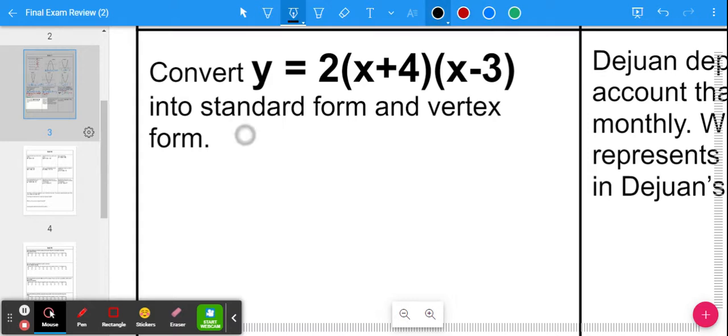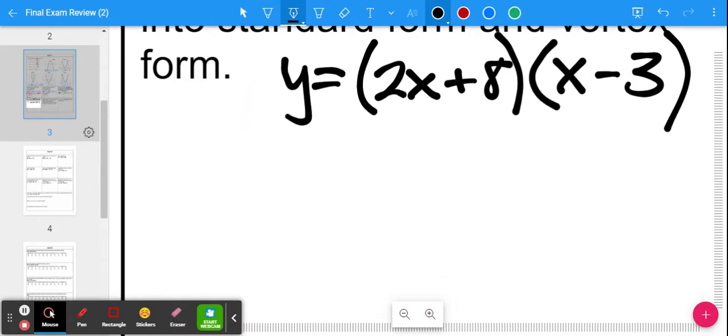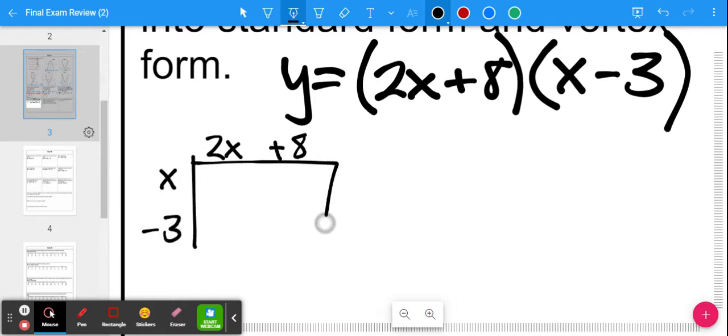So I'm going to rewrite this as y equals 2x plus 8 times x minus 3. So now that I have that, I can go ahead and set up the box thing and multiply this into standard form. So we have 2x plus 8, x minus 3.